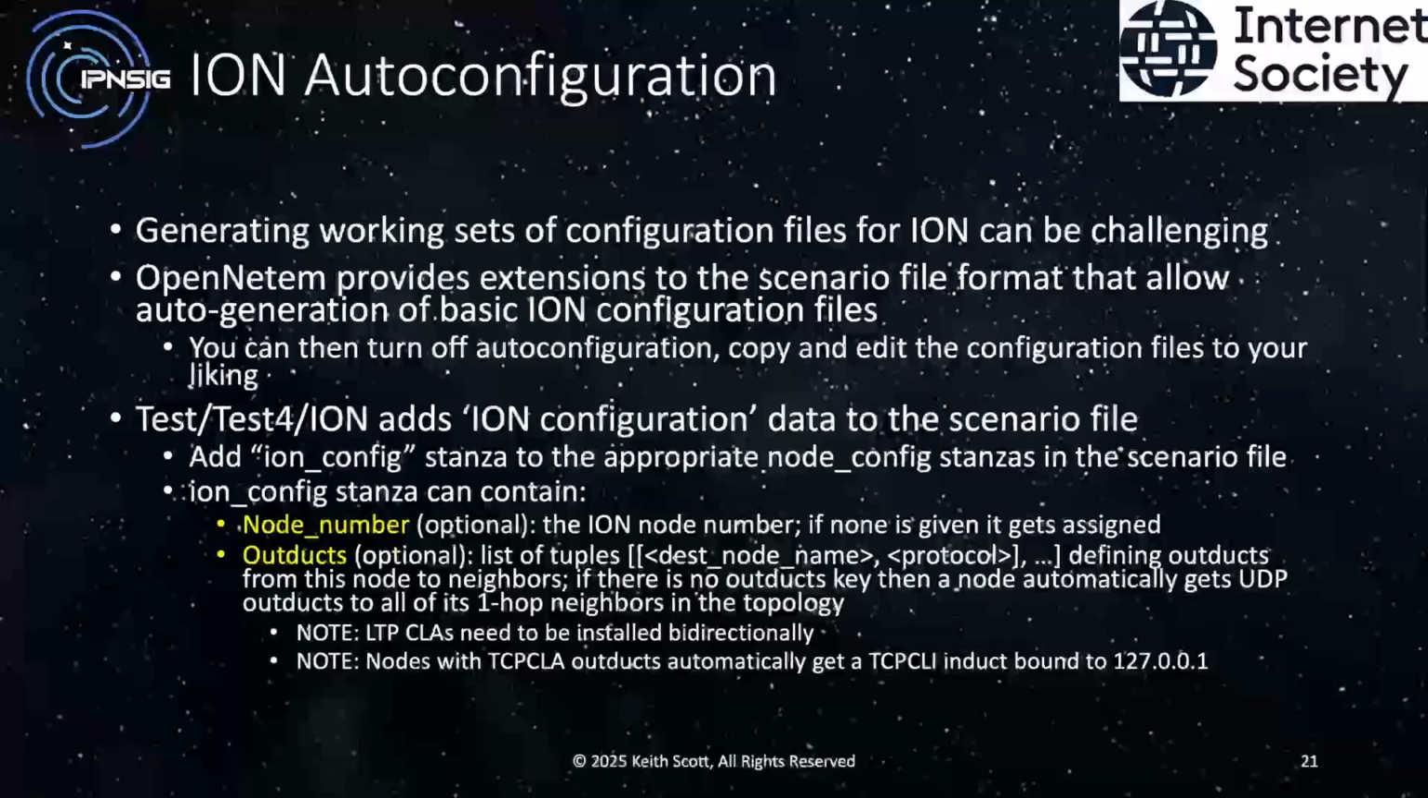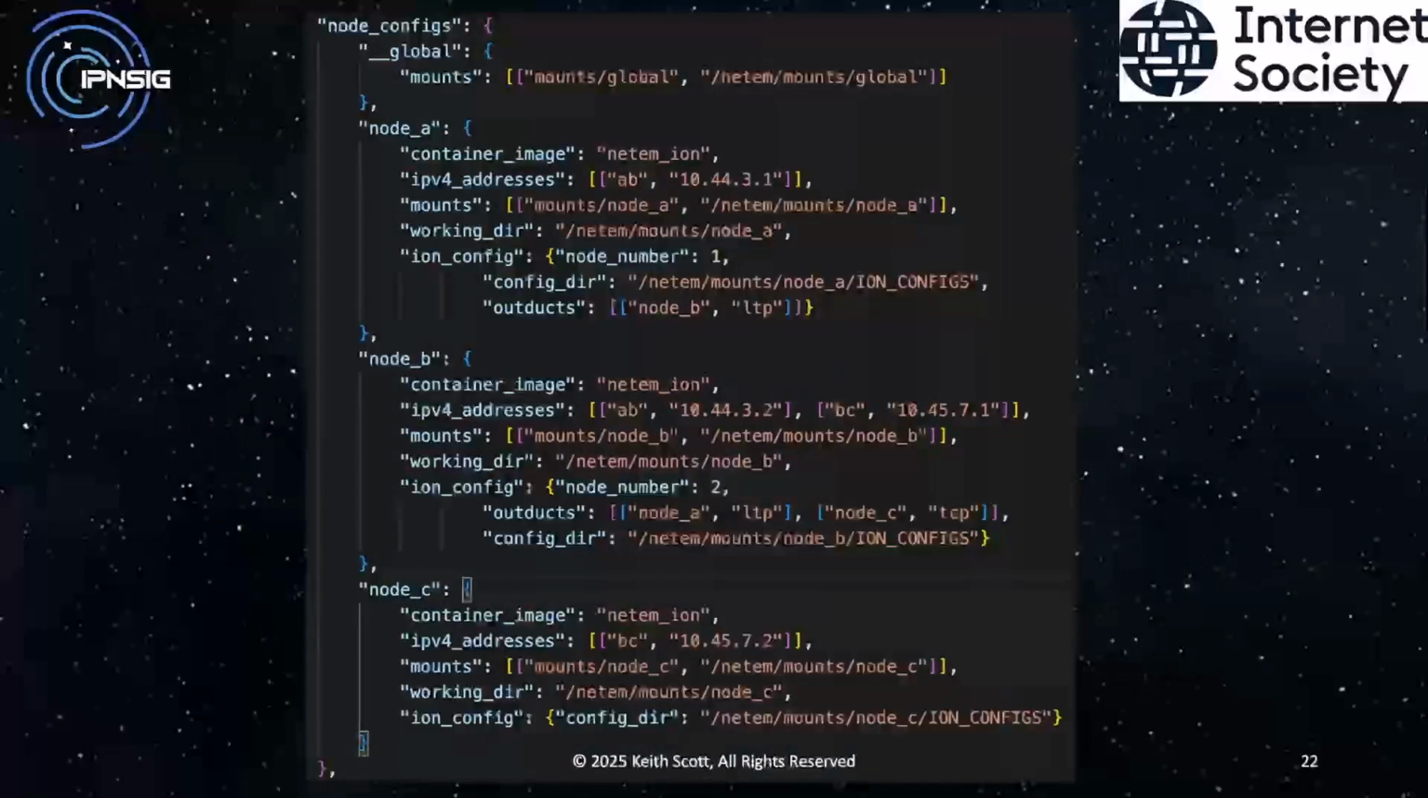So there's extra stanzas that you can put down in the scenario, in the node configuration, that add things like, what's the node number that you want this thing to use? What are the out ducts that you want this node to have, and on which interfaces? OpenNetEm will generate you a working set of ION configs, put those into a directory that you tell it to, and then you can turn off the auto configuration, use those configuration files that got generated, and tweak them the way that you want if you want to do things on a more granular level. And this just shows a chunk of the test-free scenario config file where we've actually set things like the ION node number, set up the out ducts, and where we want the config files to get written.